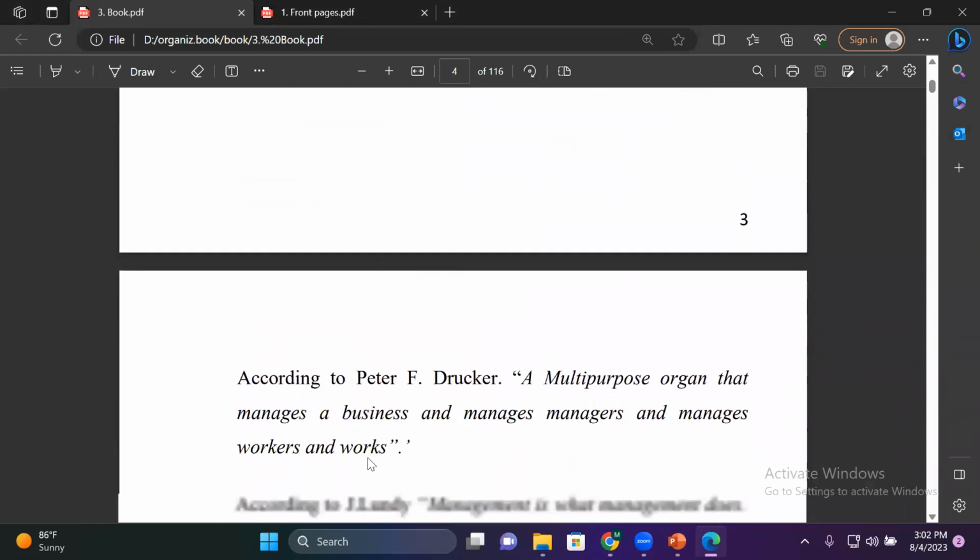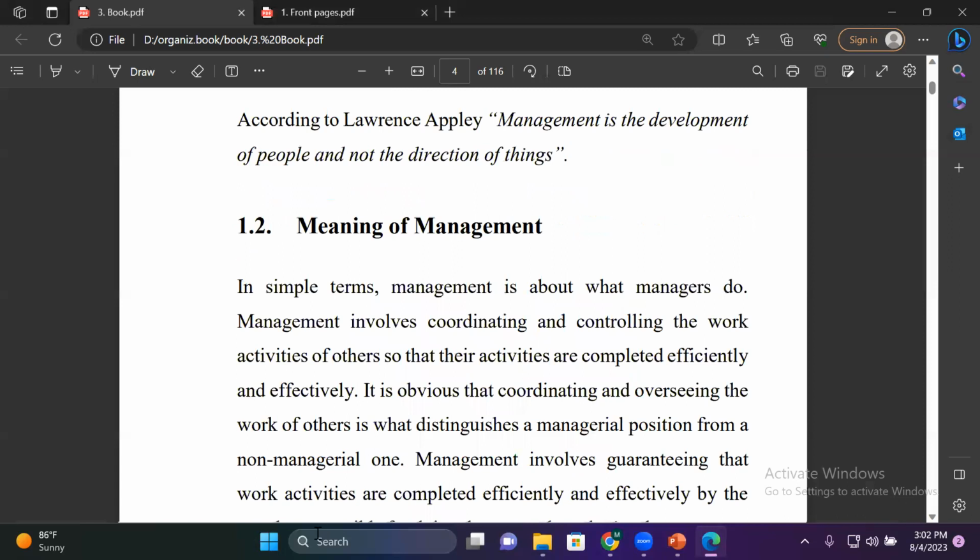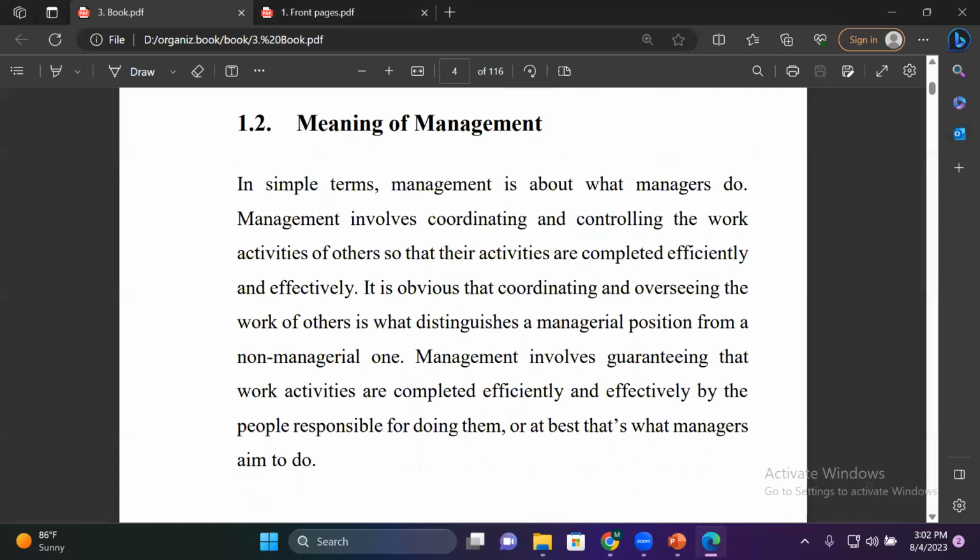So you can see, I'm not going to do that one. You can read it by yourself if you want. Definitely, the additional information that you provide will be advantageous for you also. So in simple terms, management is about what managers do. As we know, what managers do is about management.